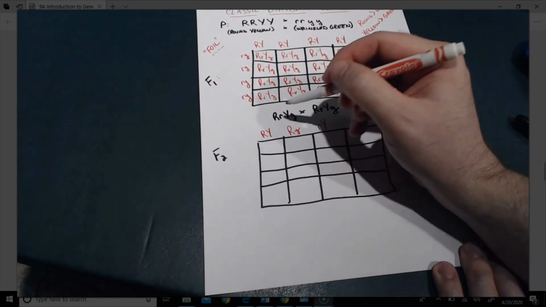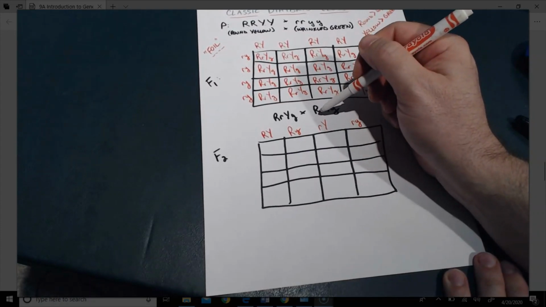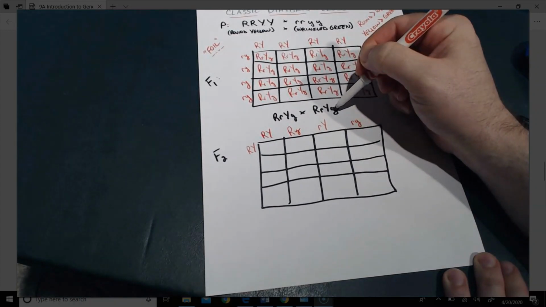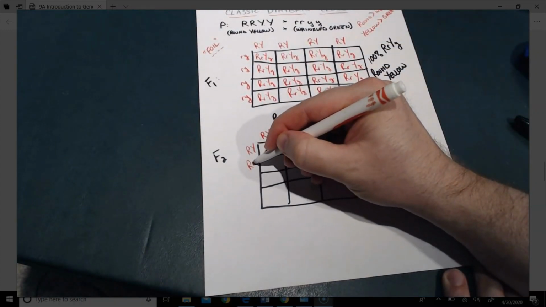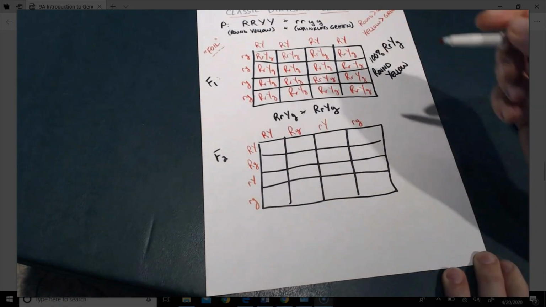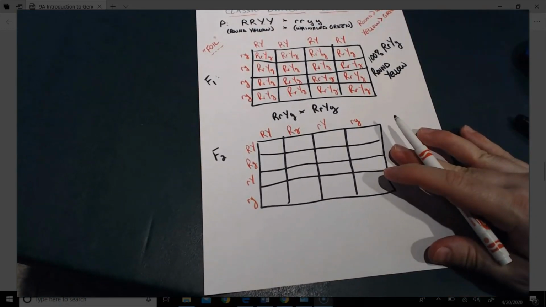All right, and now I'm going to do the same thing for this parent. First R with first Y. Outer R with outer Y, and as you can see, they're the same parent, so of course it's going to end up being the same thing going down the side. All right. So there's that.